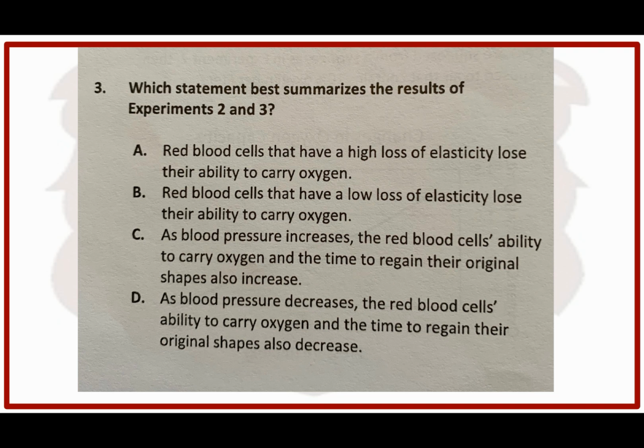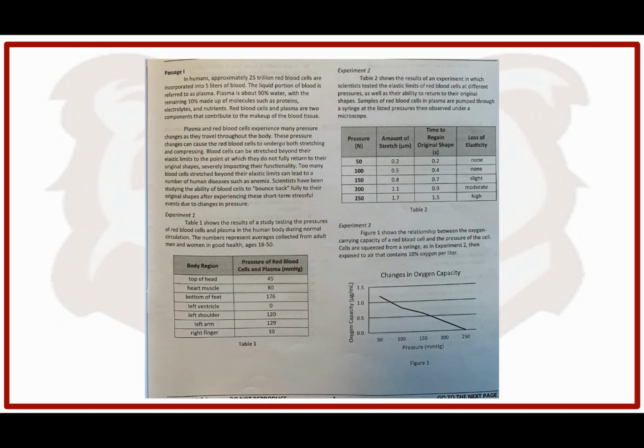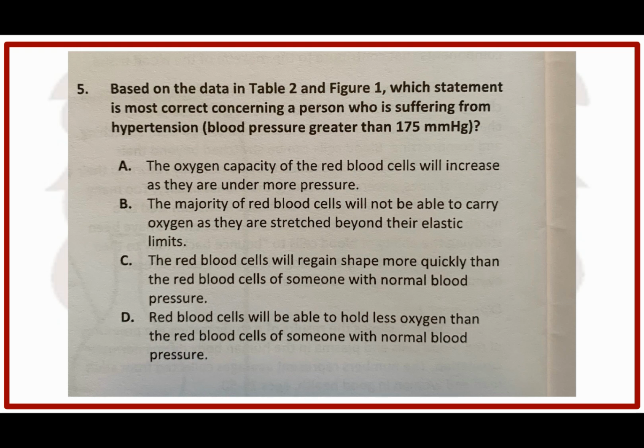Okay, now let's look at question 5, same passage. Based on the data in table 2 and figure 1, so we're going to just look back, table 2 and figure 1, which is what we were just looking at, same data sets there. Which statement is most correct concerning a person who is suffering from hypertension? Hypertension is just another word for high blood pressure. And it tells you there in the parentheses, blood pressure greater than 175.